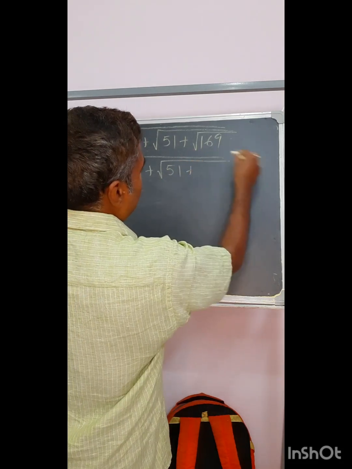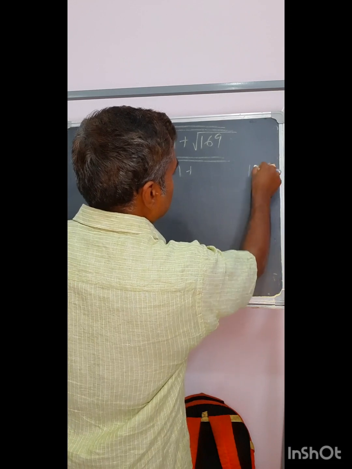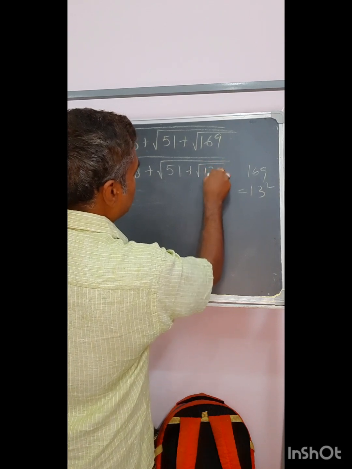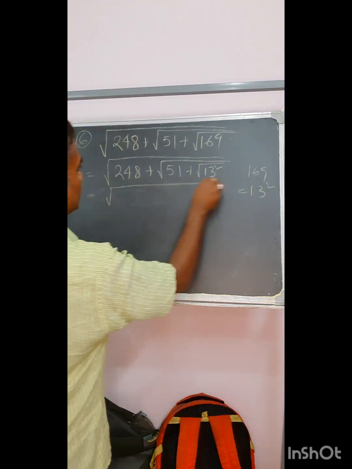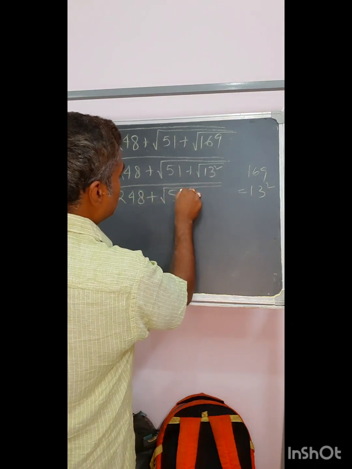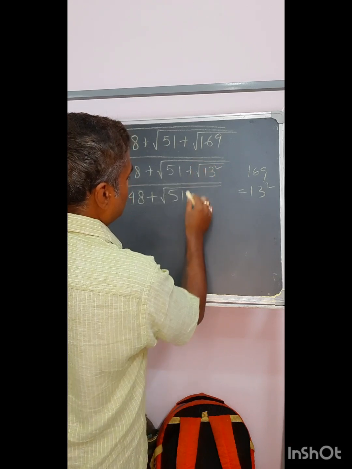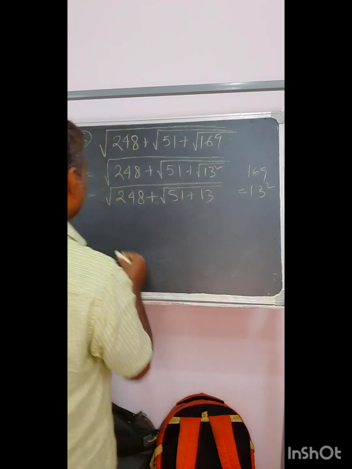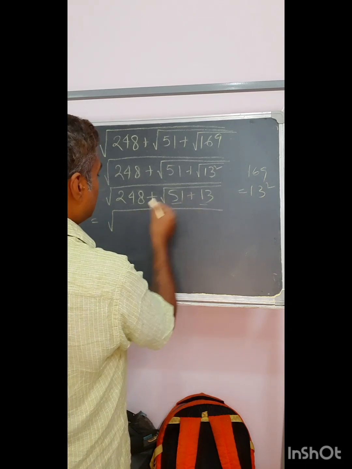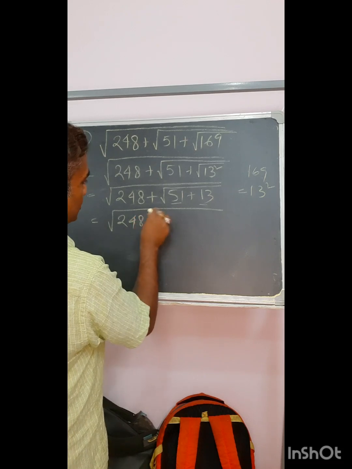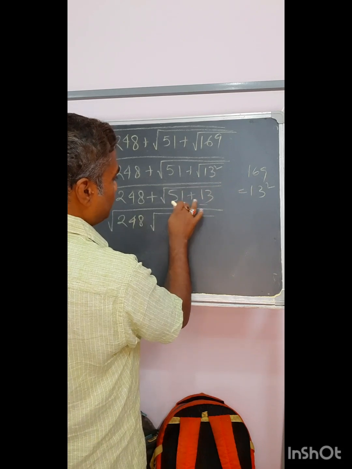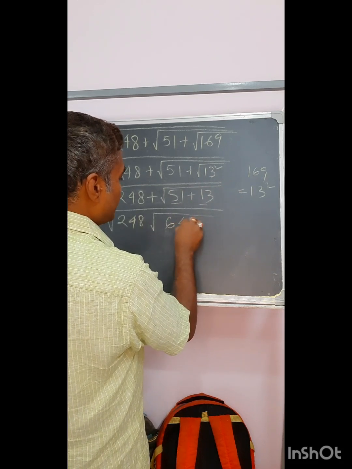So you know 169 is nothing but 13 square. If I write it as 13 square, in the next step, since it is a square root, only 13 will come out. Then, as those are now the same kind of rational number, I can add or subtract, whatever operation is applicable here, keeping it under the surd. So 51 plus 13 gives you 64.